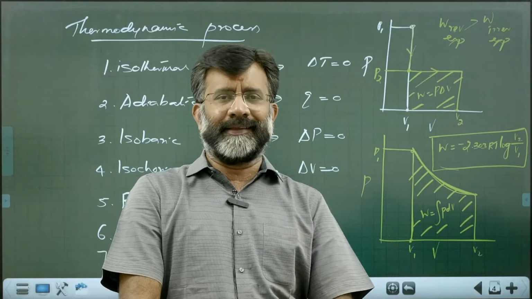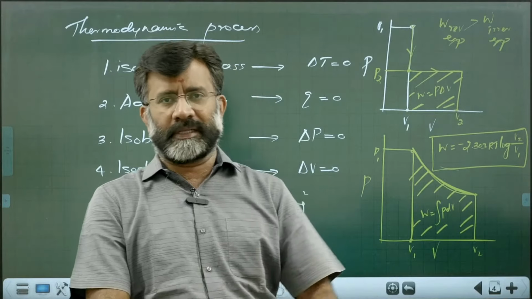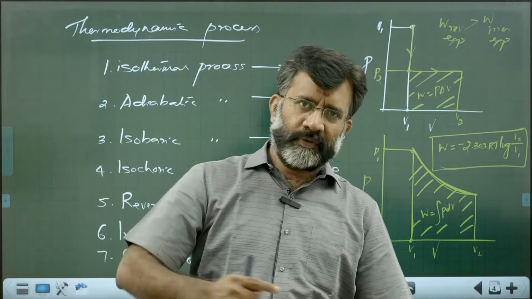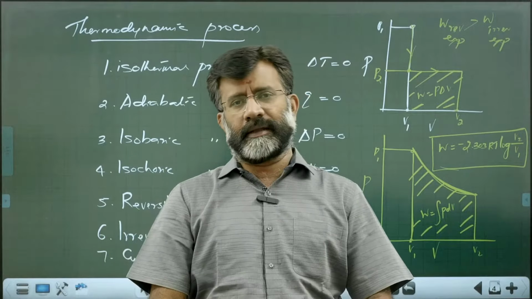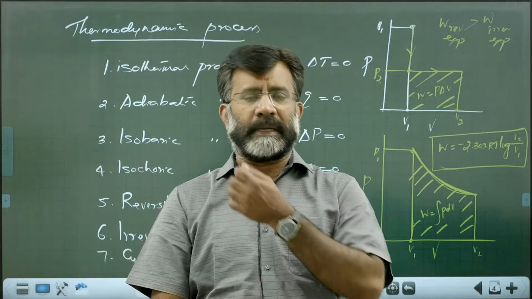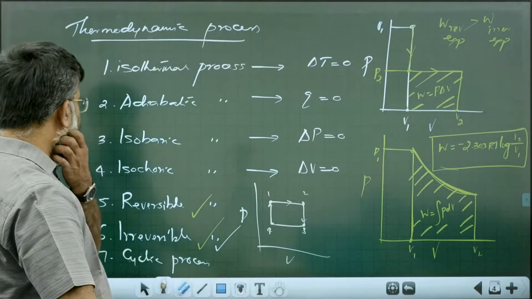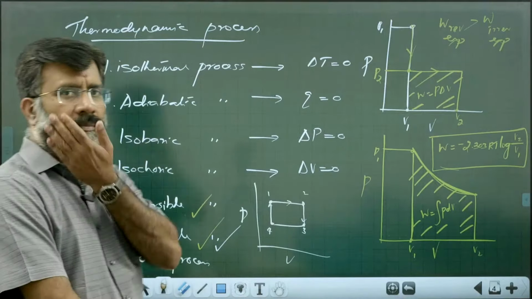1, 2, 3 is enough, minimum. It can be more than that. That's a cyclic process. A reaction travels all the way in a series of changes and finally comes back to the initial state and then repeats. That is called a cyclic process.